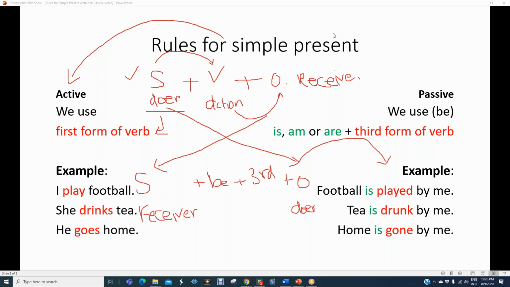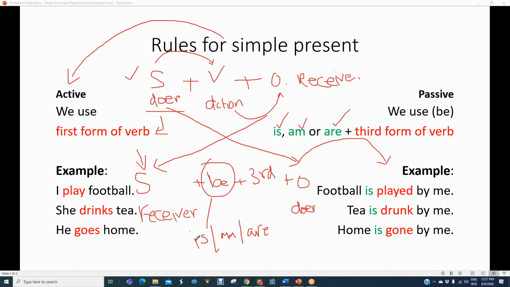Now, what we do in present simple, if we have a present simple sentence or present simple active voice, how do we write the passive in present simple? Remember, the key is the be verb here. You see, we have a be verb. In present simple, we use is, am and are. So we have is, am, or are. Remember, it depends on the subject, what subject you are using here.